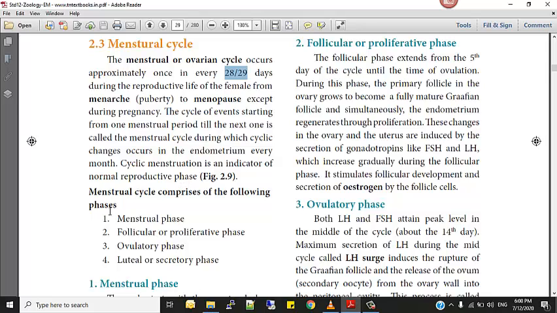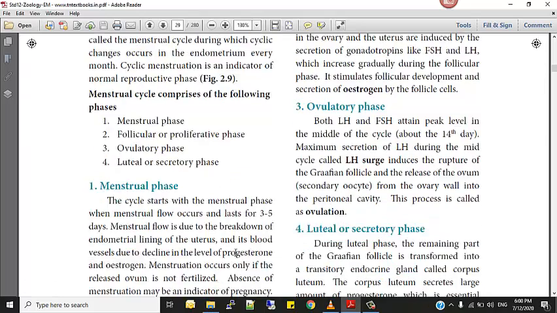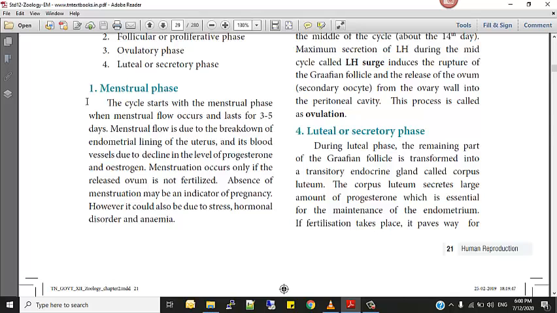Just now we also saw the different phases, 4 phases. What are the 4 phases? In the menstrual cycle, we have first phase, menstrual phase; second, follicular or proliferative phase; third, ovulatory phase; and fourth, luteal or secretory phase. So what are the important points? We will highlight that.